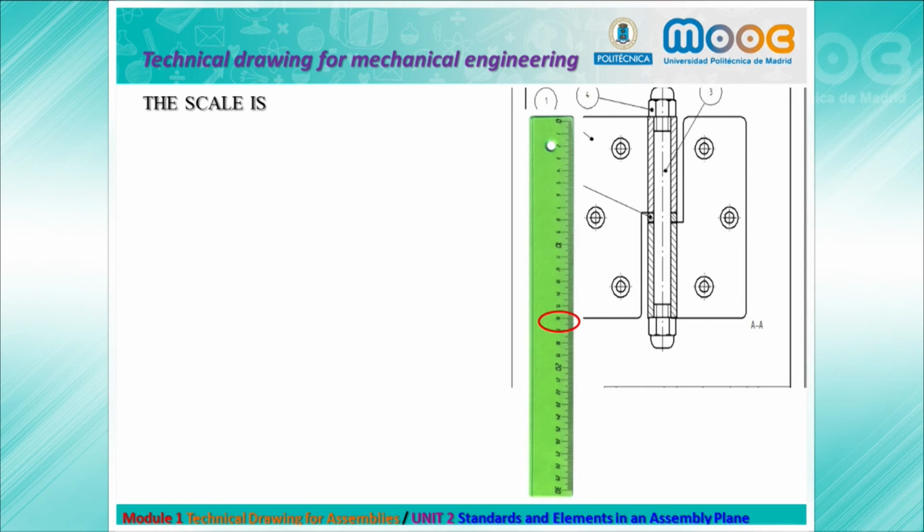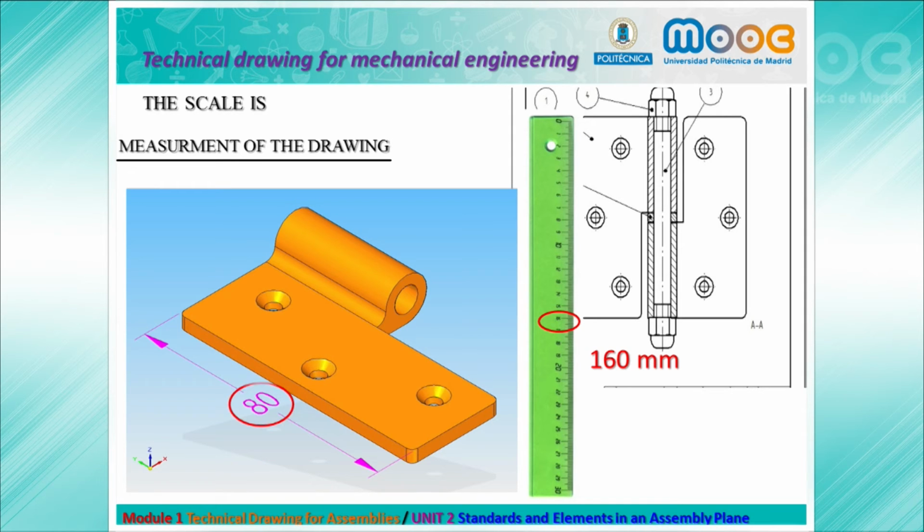So, we are drawing our hinge, which measures 160 millimeters, but the scale is the measurement of the drawing divided by the real measure. So in this case, we are going to draw our hinge scale 2:1. This means the drawing measures 160, but the real leaf of the hinge measures just 80.